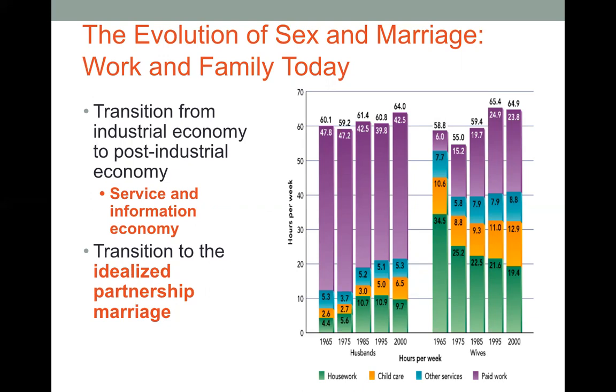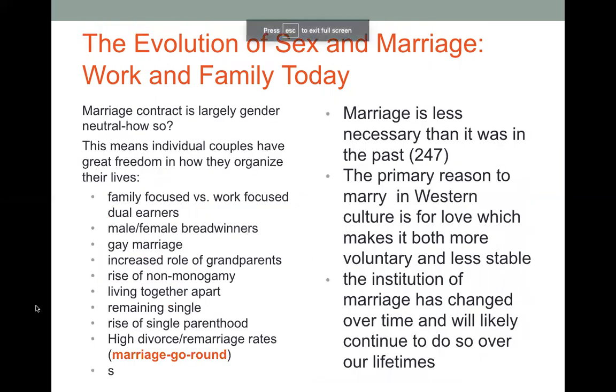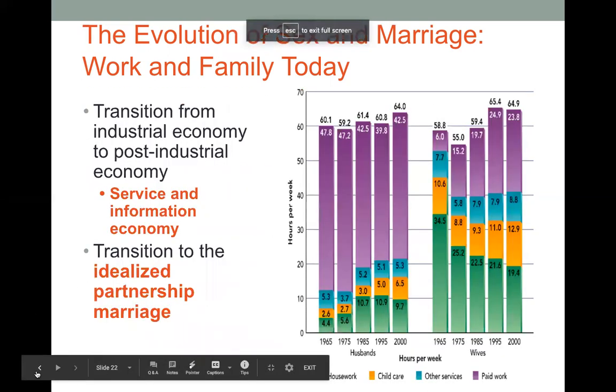And so this has led to the transition to what's called the idealized partnership marriage. Or another way to think about this, to use a term that's come up before in this class, is our egalitarian love, right? It's the love between two equals, and it's the expectation that in this marriage, you're going to share. You're going to share the responsibility for paid labor. You're going to share the responsibility for housework. You're going to share the responsibility for childcare. Now, to what extent is this true?